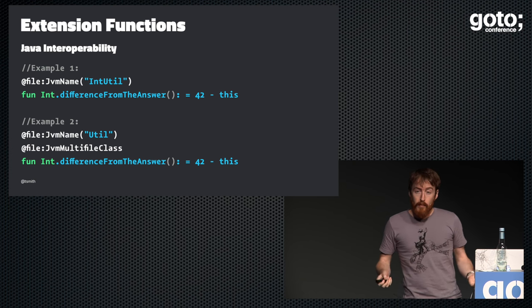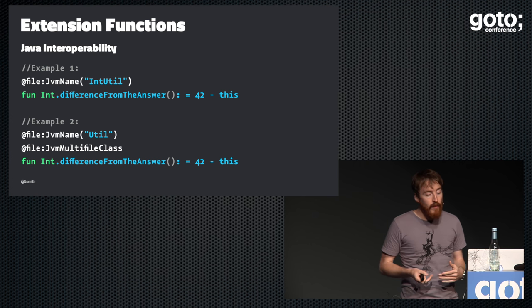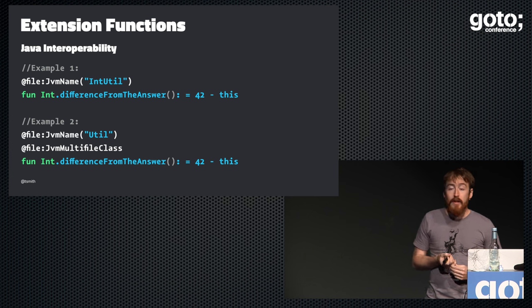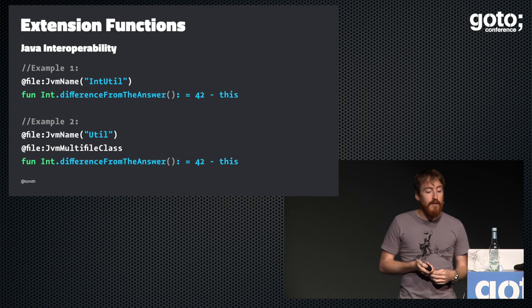If you wanted to group multiple of these extension functions into one util class instead of having one generated per file, you could use this other annotation and declare the name and use the JVM multi-file class annotation to do that.